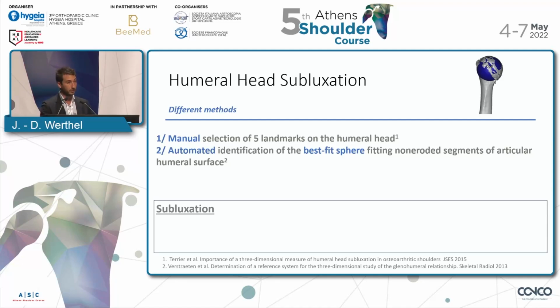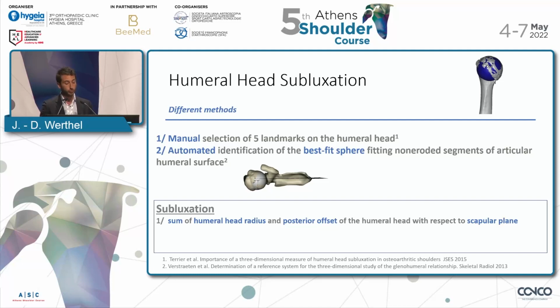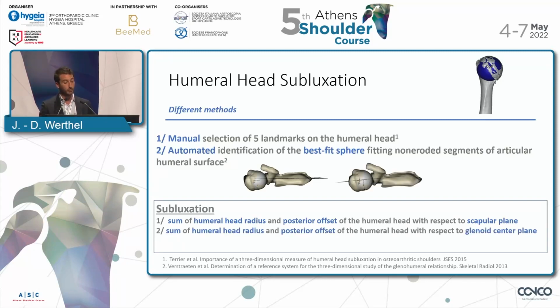Then you have identified the glenoid on one side, the scapula on one side, and then the humerus on the other side. Then you need to determine subluxation, and either you use the sum of the humeral head radius, so the distance that you can see here, plus the posterior offset relative to the scapular plane. So this is the subluxation of the humerus relative to the scapular plane. Some have proposed to do the same thing but relative to the glenoid plane, which makes a little bit less sense.